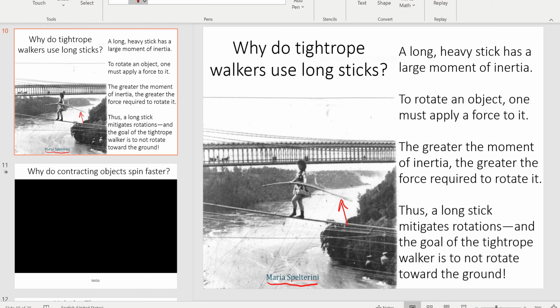And the reason why you use a long stick is because a long stick has a very large moment of inertia. So if you rotate the stick just a little bit, you will end up causing a very large change in angular momentum. Because remember, angular momentum is the angular velocity times the moment of inertia. If this tightrope walker here, or another one, had a very short stick, you'd have to rotate it really hard, really quickly, I should say, which wouldn't be very useful.